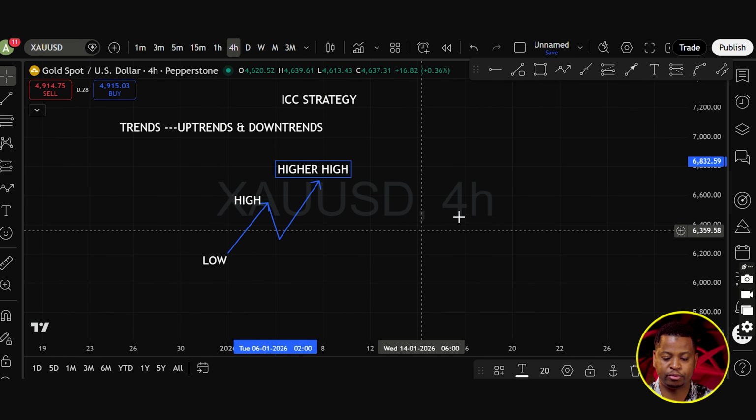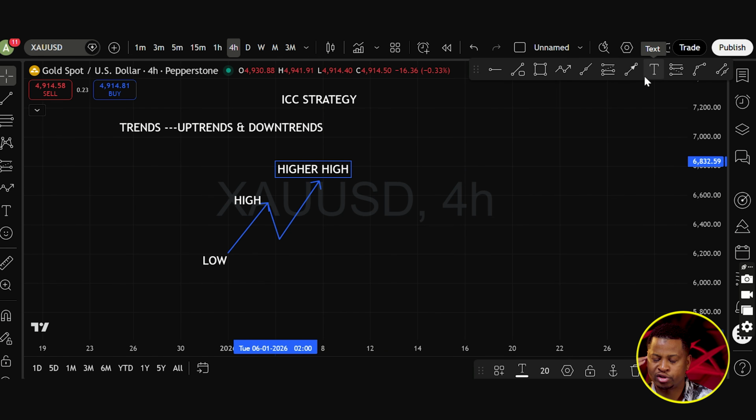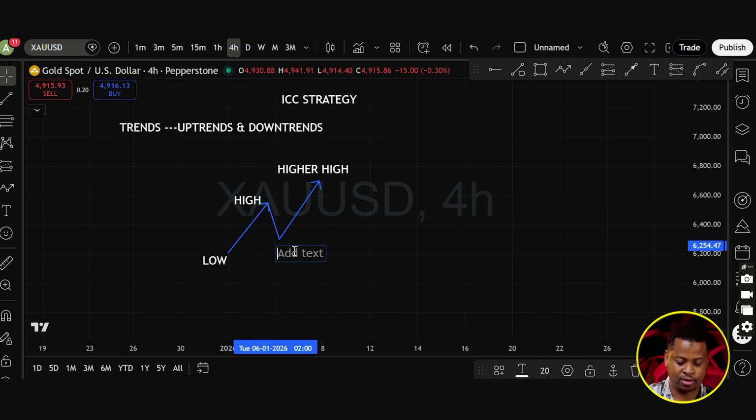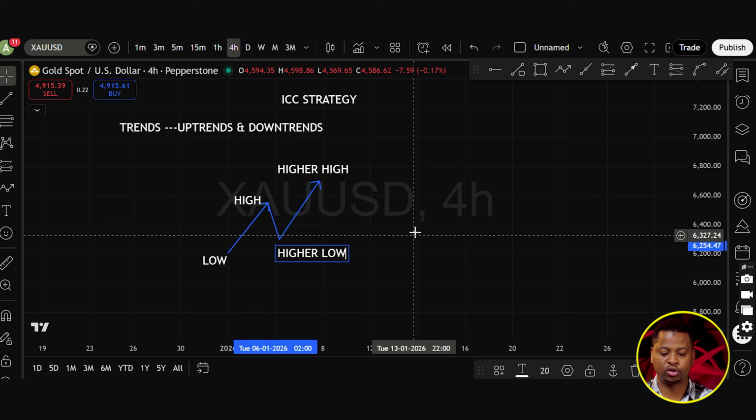because I've seen many people tell me, Ali, how do you know it's a higher high? How do you know it's a higher low? Like, what makes you understand it? So that is what I'm trying to explain. And this is definitely going to benefit most beginners, guys. So this one now becomes a higher low. So it is common sense, guys.